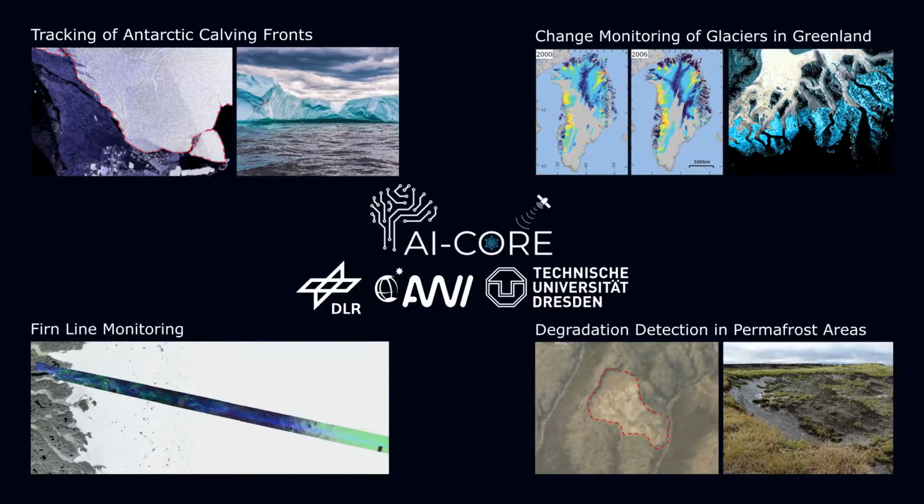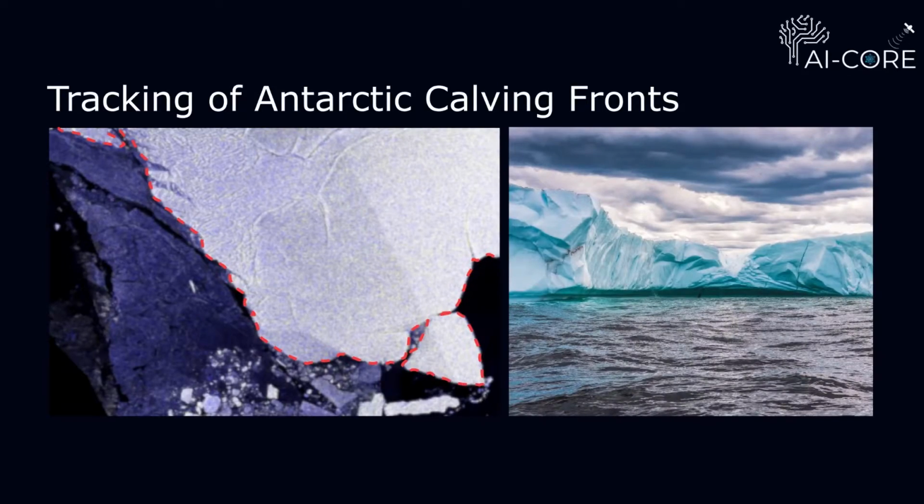This research is part of the Helmholtz AI for Cold Regions project, or AI Core for short, a collaboration between the German Aerospace Center, Alfred Wegener Institute, and TU Dresden. The project encompasses 4 geoscientific use cases that all use remote sensing data to gain insights in polar regions. Today, we will be talking about how we can use deep learning to track Antarctic calving fronts.